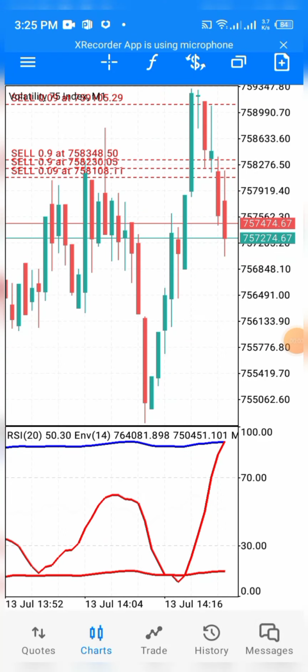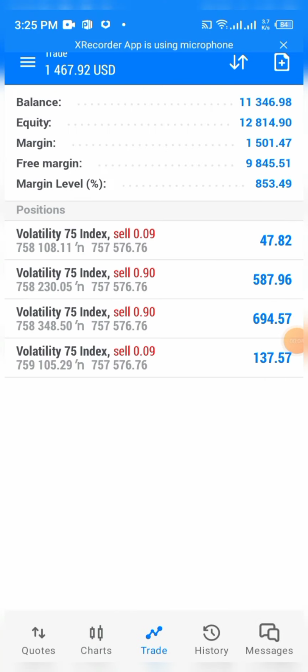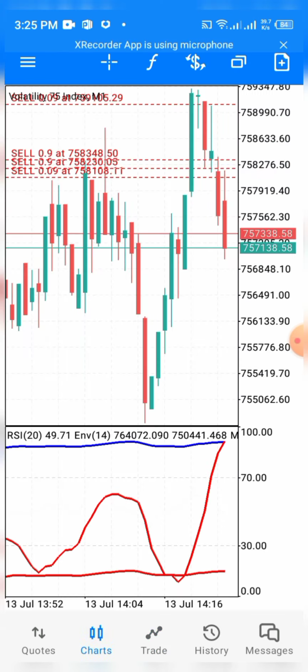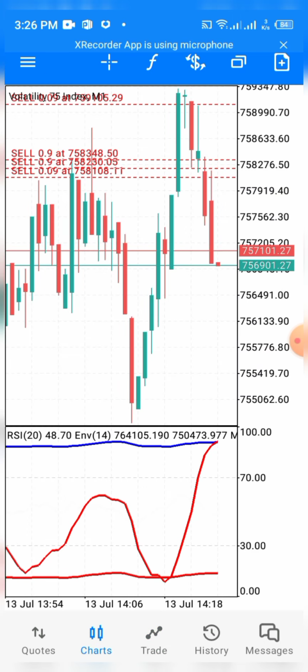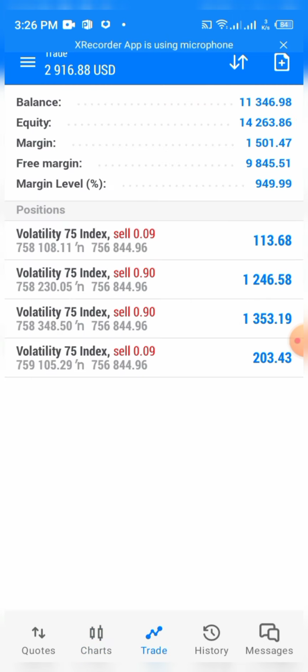Hello guys, you can see how fantastic. We're on a trade and we just made $1,300. Wow, we are on $2,000 now. You can see how the trade is, guys. This is very fantastic and easy. So we are on $300 now.